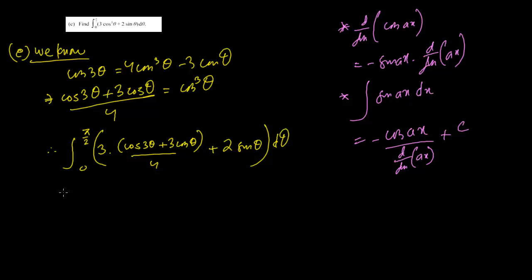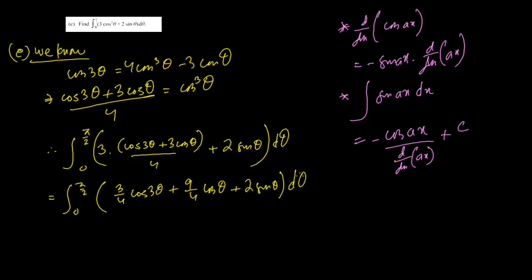We have to integrate this. Now we can write this down as integration from 0 to pi by 2. So we have 3 by 4 cos 3 theta plus, if you multiply this, 3 times 3 is 9 by 4 cos theta plus 2 sin theta d theta.